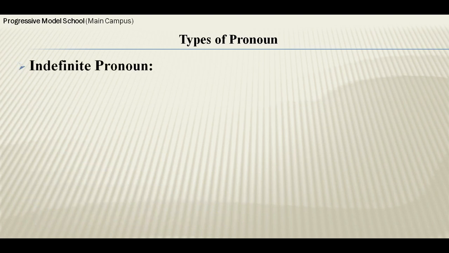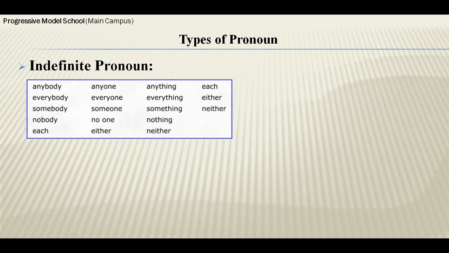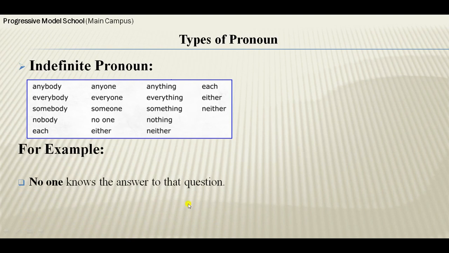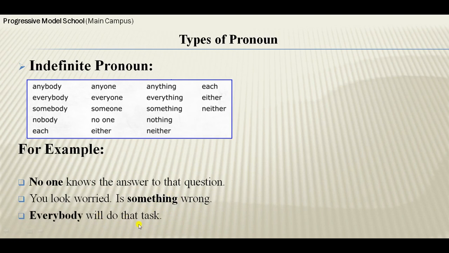Our next type, indefinite pronoun. Indefinite pronoun words like anybody, anyone, everything, each, everybody, etc. And these are indefinite because these don't refer to a specific person or particular thing. For example, no one knows the answer to the question. Here, no one is not indicating some specific person. Another, you look worried, is something wrong? So something is not specific. So it is an indefinite pronoun. Everybody will do their task. So they are not indicating towards some specific person.